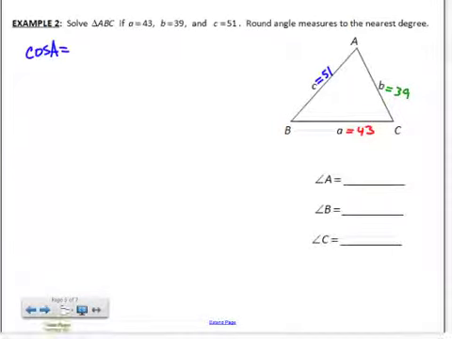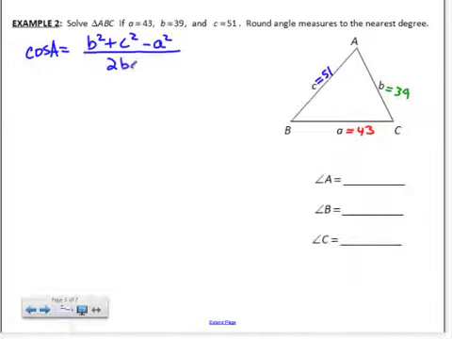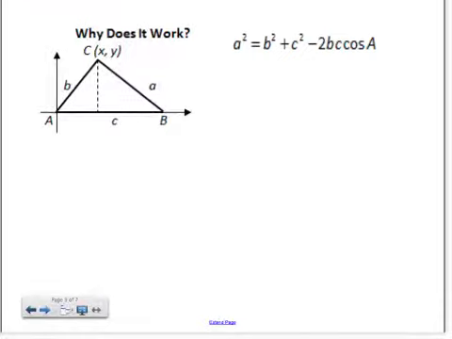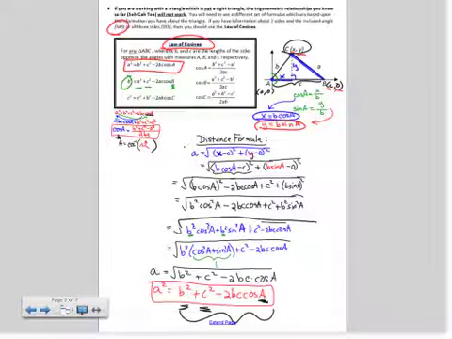So, let's start with A. Now, if we're looking for angle A, that means that we had B squared and C squared as a part of the formula before, and now it subtracts A squared, and then this is going to be over 2 times BC. Again, you can go back to the formula page.